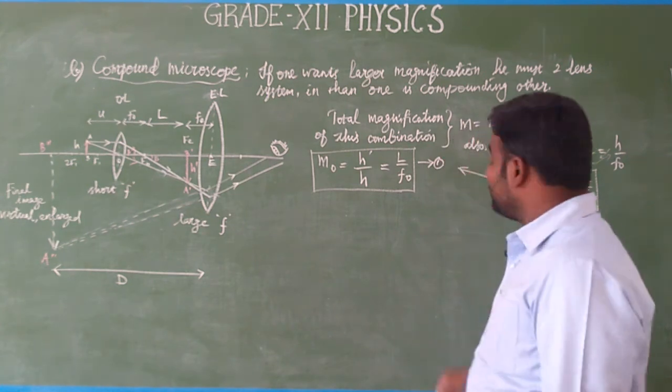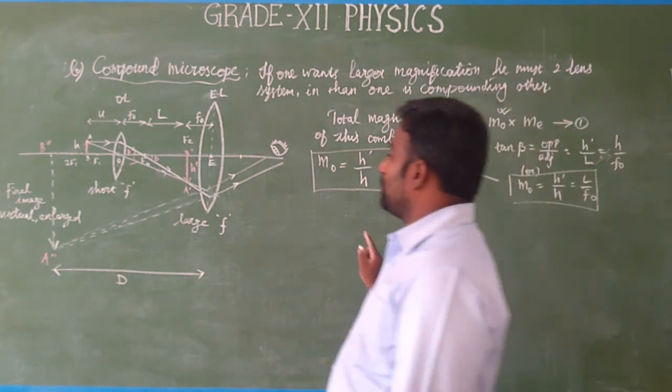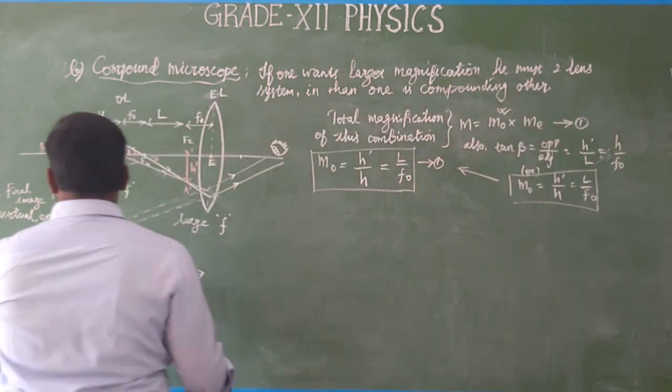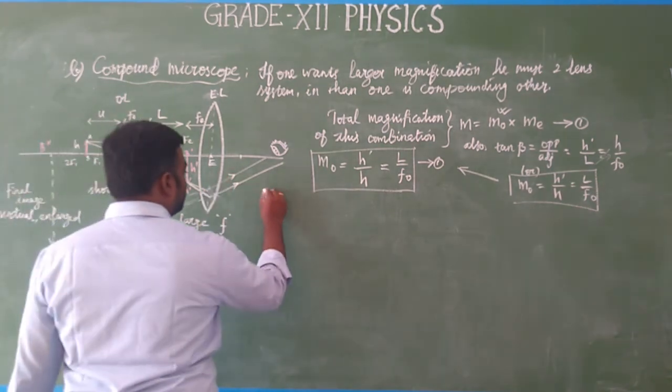Similarly, we are going to find the magnification of the eye lens. How are we going to find it? Because the final image is at the normal near point.